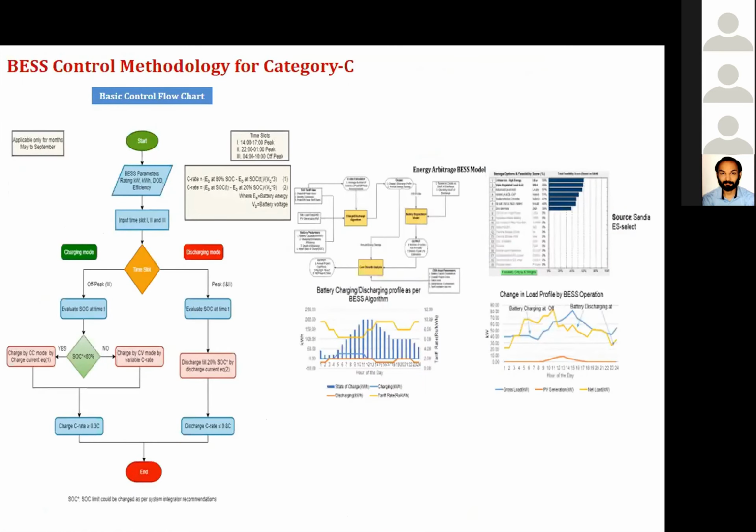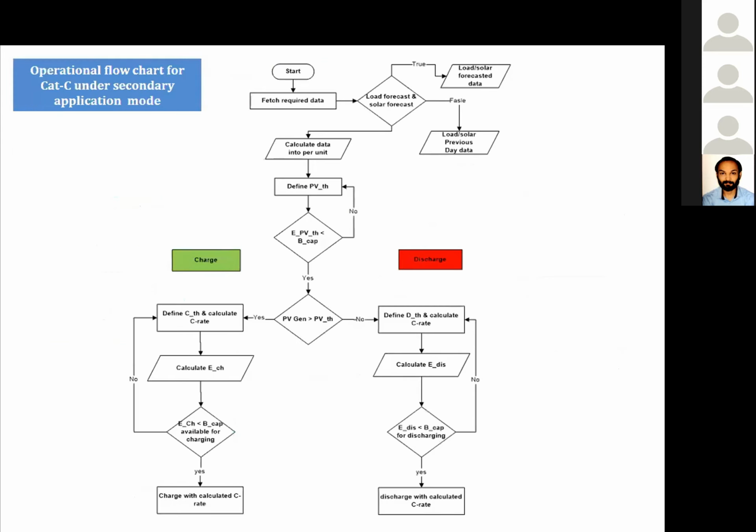This is the control method for category C, where there is the TOD tariff applicable under this category in May to September months, and we charge the battery in the off-peak hours of the tariff and discharge it at the peak timing. And under the secondary application of the category C mode, we use the solar PV generation to charge the battery, and discharge during the time when there is no solar in the system.